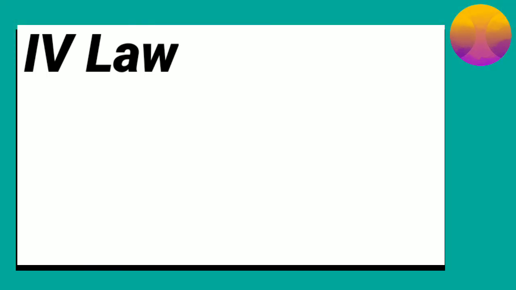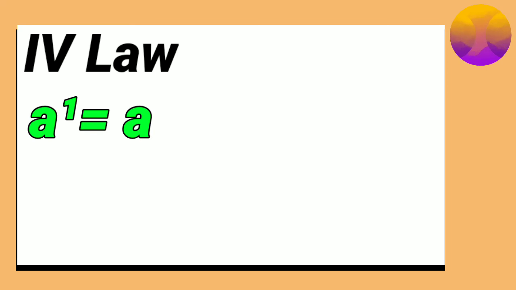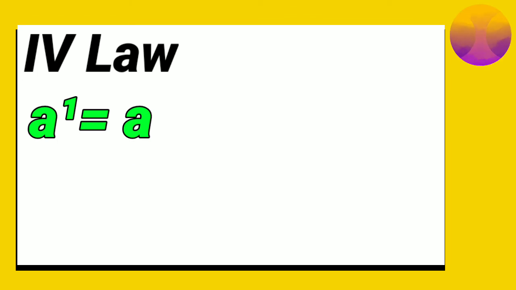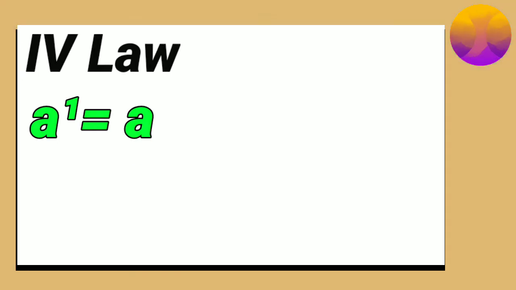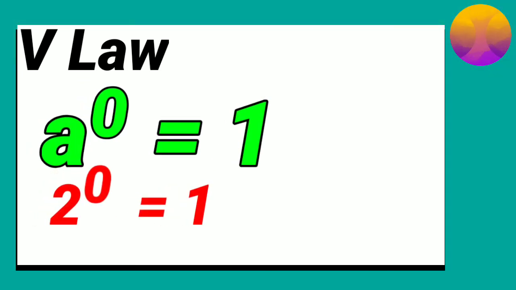Now the fourth law of exponent is a raised to 1 is equal to a only. For example, 7 raised to 1 is equal to 7 only. Generally we don't write the index if the index of any number is 1; we write the number itself. Now the fifth law of exponent is a raised to 0 is equal to 1. For example, 2 raised to 0 is equal to 1.